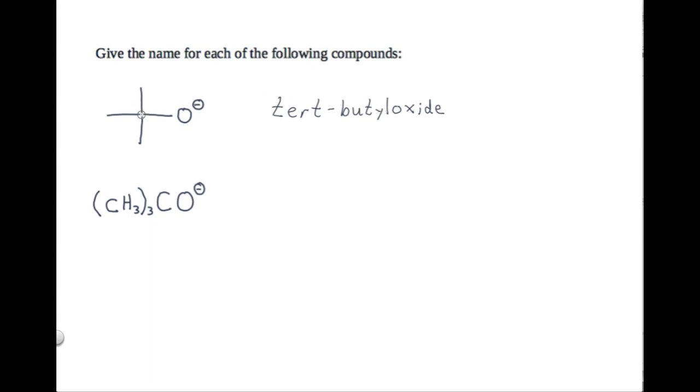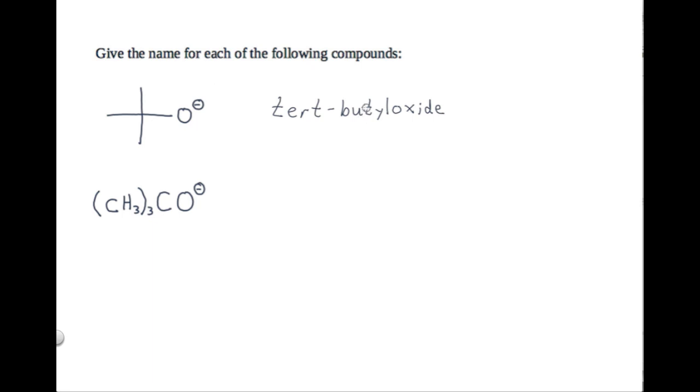Now, notice that this carbon is tertiary. It's attached to 3 other carbon chains. That's where the tert comes from. Tert here stands for tertiary, because this carbon is tertiary. Do you remember how many carbons bute indicates? You should know that bute is the root for 4 carbons.